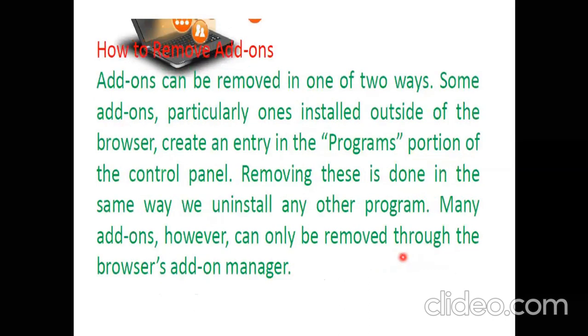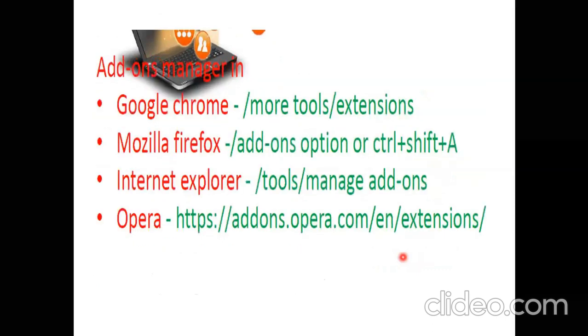Coming on to how to remove add-ons, it is as simple as removing any other application. First, if it is installed on your local machine, go to the control panel and uninstall the program from there. Second, if it is along with your web browser, you can go to the web browser settings where add-ons are available and just disable them. In these two ways, you can remove your add-ons.